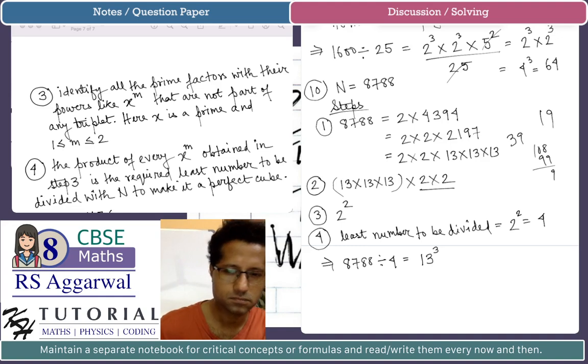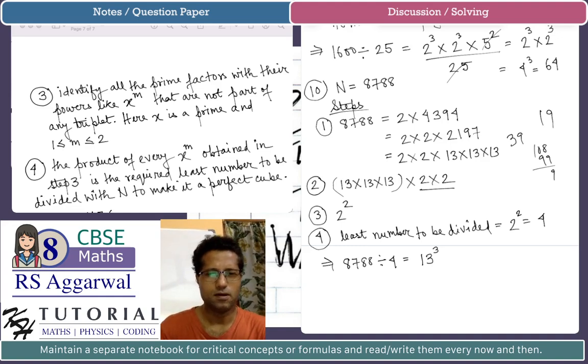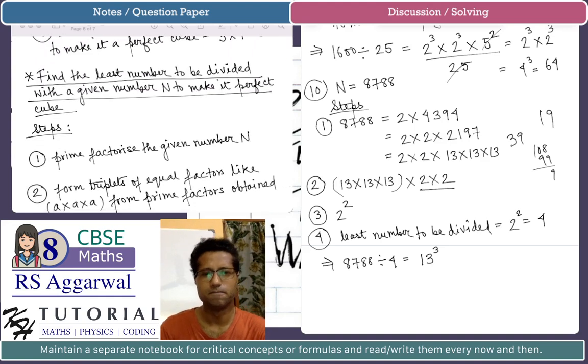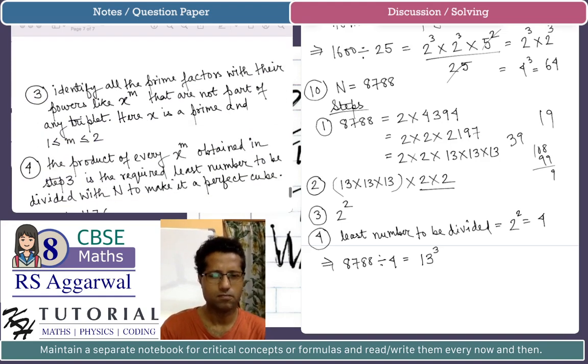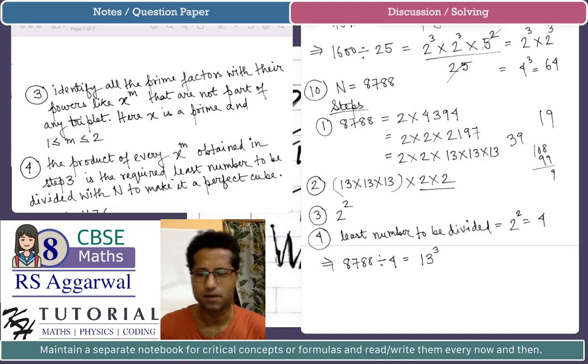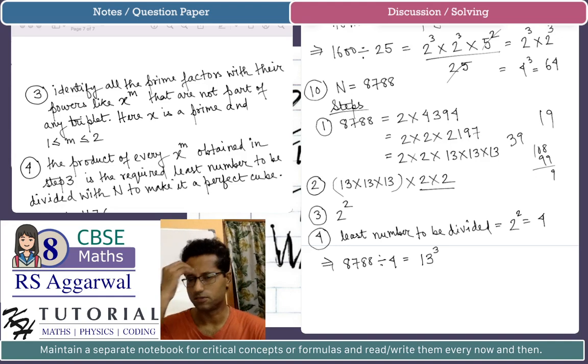So these were the two very typical standard problems that are normally asked, that is to find the least number that needs to be multiplied or divided to a given number to make it a perfect cube. Now I could have solved more problems from exercise 4A and 4B, but my machine is running very slow. I merely cannot write anything. So I will prepare a separate video where I will solve some more problems from exercise 4A and 4B. I'm sorry I couldn't do it in this video.